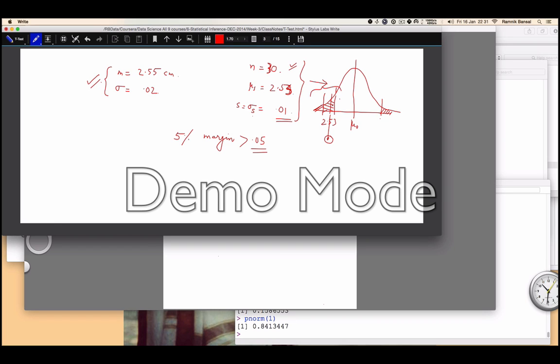But if that probability comes out to be less than that, that means the chance of that happening is very less. Let's assume it was only 1% probability that this kind of data should be coming. My margin of error is 5%, so I'll say no, I don't accept it, because it is less than the margin of error. Suppose this was coming out to be 6% chances, assuming my null hypothesis is correct.